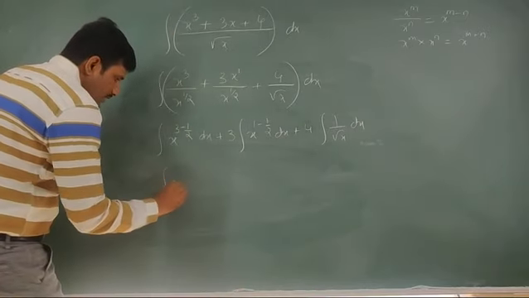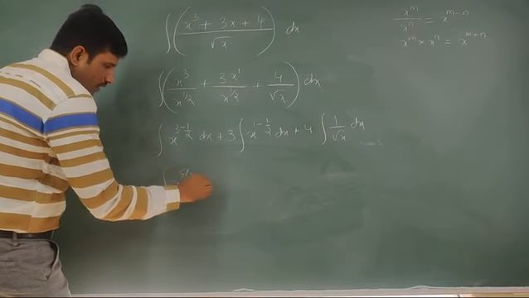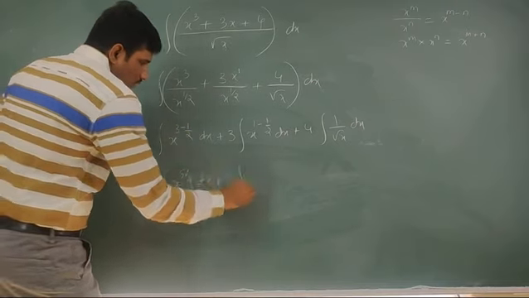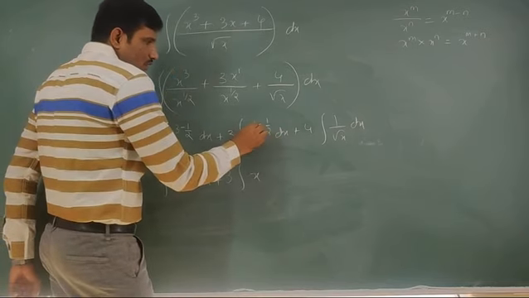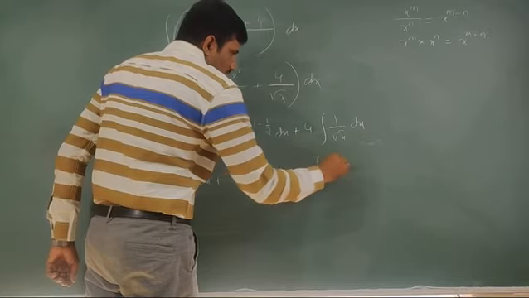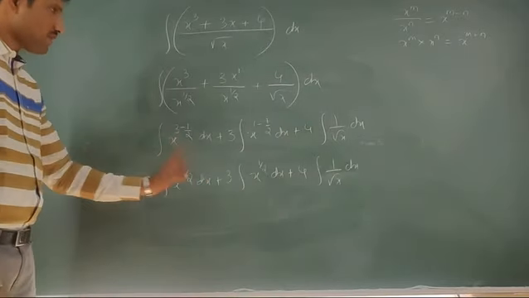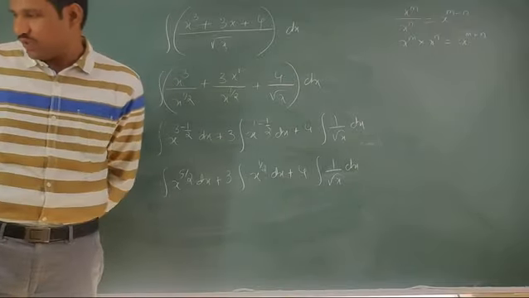Now see here, x raised to, 2 3s are 6, 6 minus 1, that is 5 by 2, into dx, plus 3 into integration of x raised to, 2 1s are 2, 2 minus 1 is 1 by 2, into dx, plus 4 into integration of 1 by root x into dx. Is it clear? So now all are in the form of x raised to n, right?